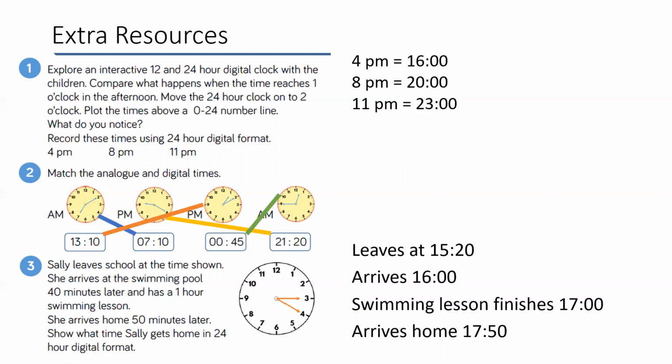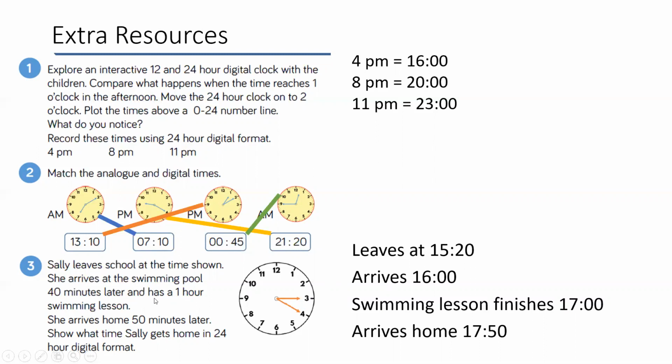What time would Sally be going to the swimming pool? Would she be going at 3:20, 20 minutes past 3 in the morning when we're all fast asleep and it's shut, or would she be going in the afternoon? It would be the afternoon, so instead of 3 I'm going to add 12 to 3, so it's 15:20.